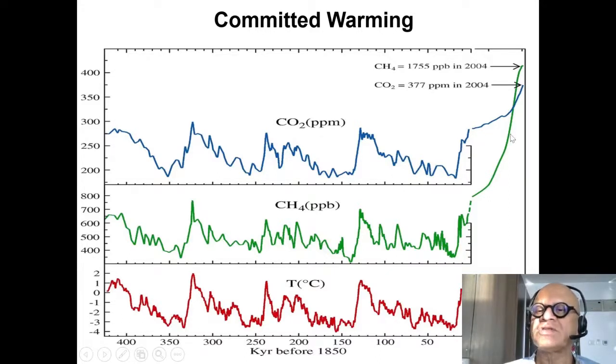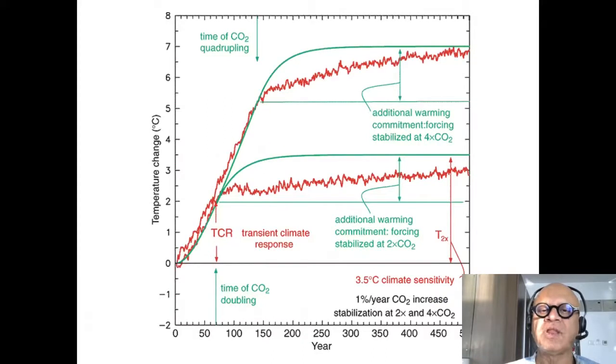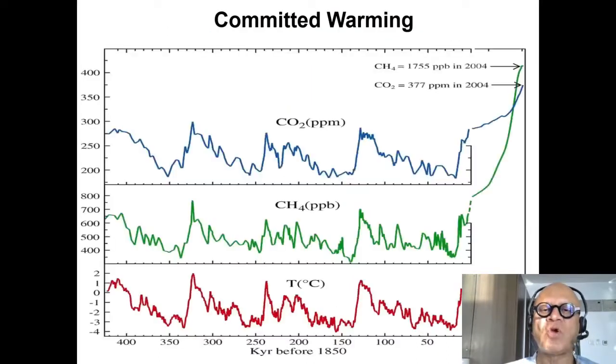Why? Because the system has inertia and the energy goes into the ocean in melting the glaciers and so on. But as we saw here, the warming will continue. So even if we stopped the carbon emission right now, what we have emitted till now will continue to accumulate and continue the warming. That's what committed warming means.